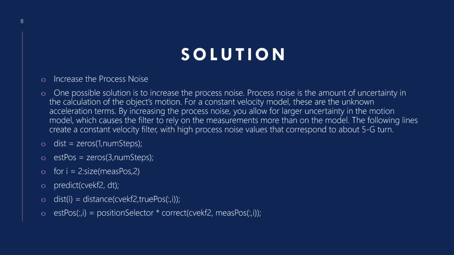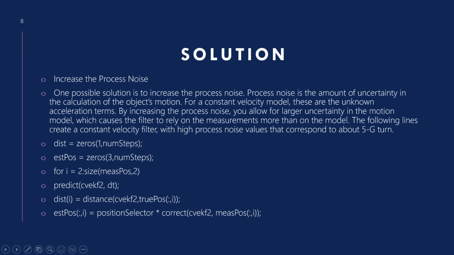To solve this, we need to increase the process noise. Process noise is the amount of uncertainty in the calculation of the object's motion. For a constant velocity model, these are the unknown acceleration terms. So as stated prior, as it's going through the 10 degrees per second turn, the acceleration is constantly changing. By increasing the process noise, we're allowing for larger uncertainty in the motion of the model, which causes the filter to rely on the measurements more than on the actual model.